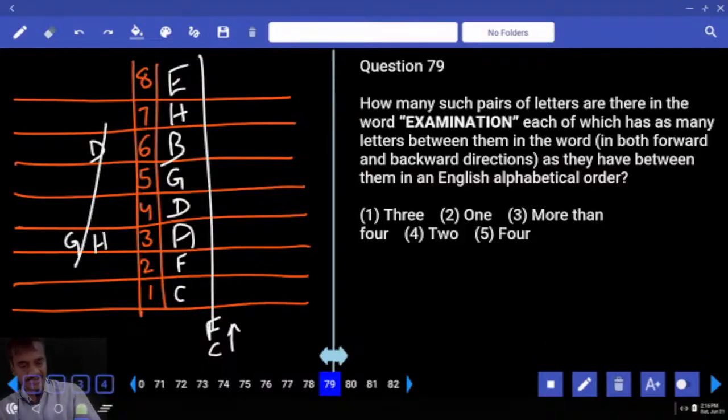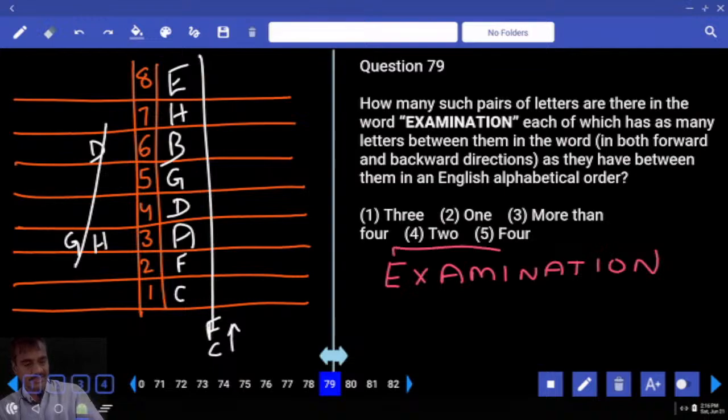Then question number 79. Now what is the word we have? Examination. Now in this word examination, how many such pairs of letters are there? Then E, F, G, H, I. E and I, there is a pair.